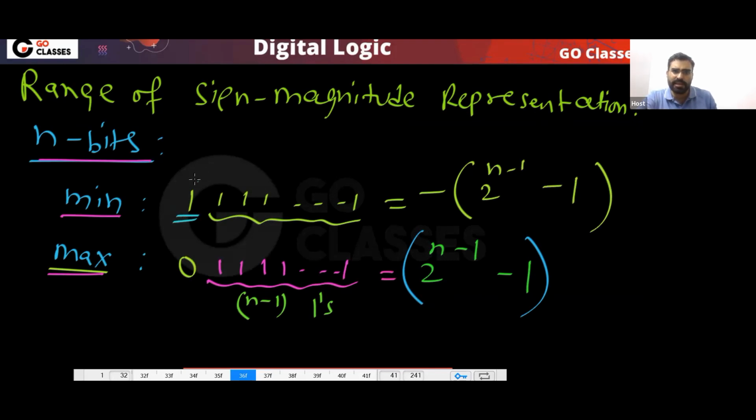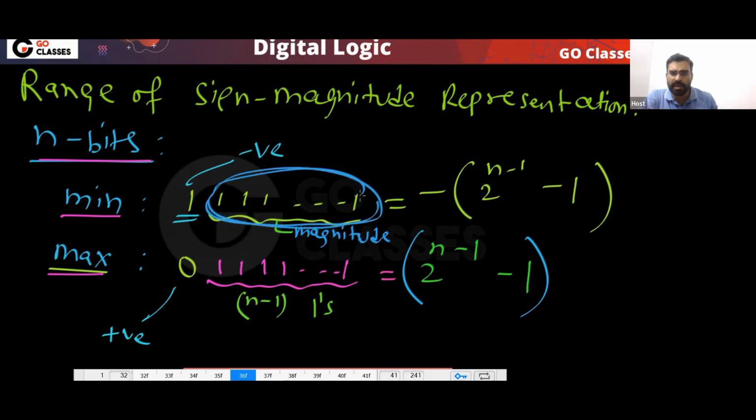Remember, this simply means negative, and this simply means positive. So here this is the magnitude. Because these are n minus 1 ones, how many ones you have here? N minus 1 ones. So that is the reason negative of 2 power n minus 1 minus 1.